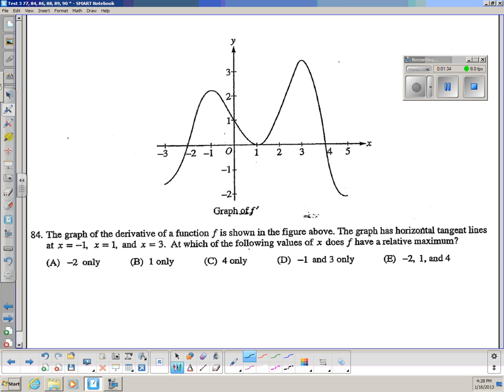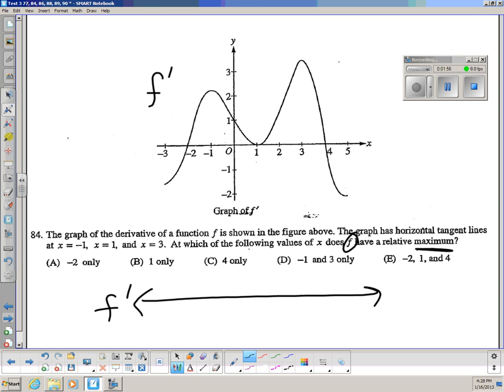All right, 84. We have the graph of the derivative function. So this is f prime. And it says it has horizontal tangent lines at -1, 1, and 3. It says which of the following values of x does f have a relative max? So I'm going to draw a little number line here of f prime. F prime helps me determine when the original f has a maximum.